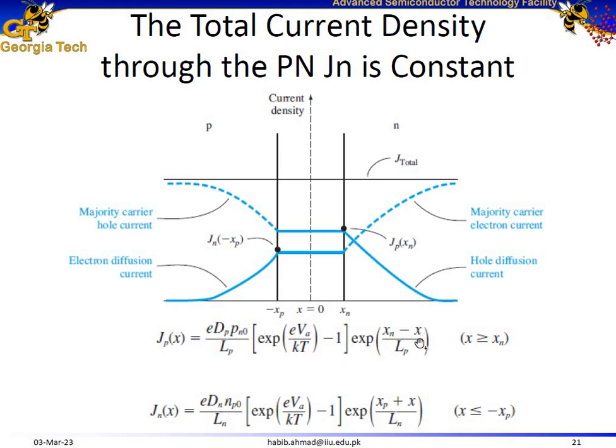but there is an additional exponential, e to the power of xn minus x. Xn is the edge of the depletion region, this point, and x is any point in this region, divided by the diffusion length of holes.